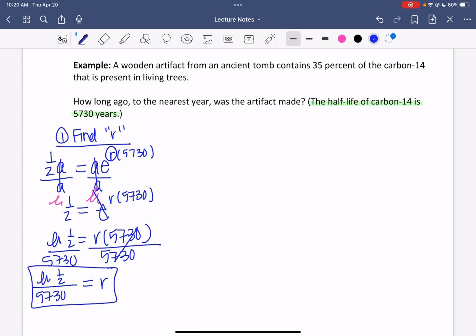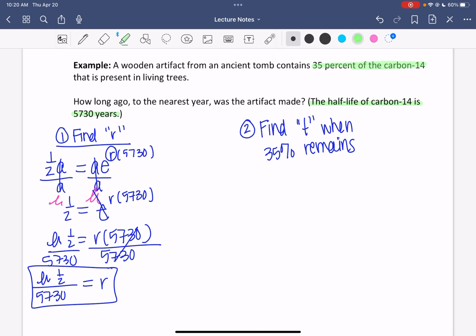And so you can see, even without that initial amount, just knowing what its half-life was, I could figure out my rate. Now, step number 2, now we need to find our t value when 35% remains. So I know that the wooden artifact has 35% of the carbon-14 that we just calculated our rate with.